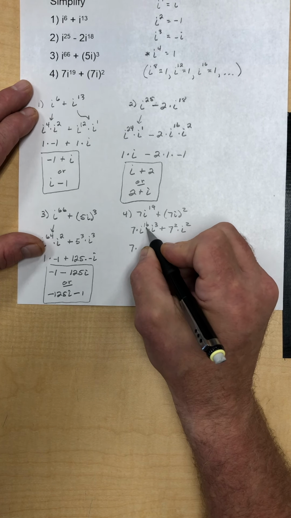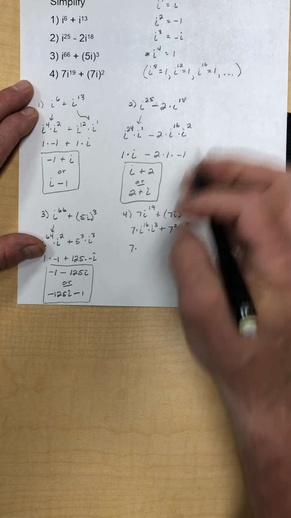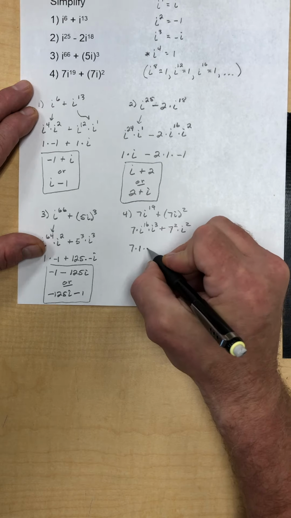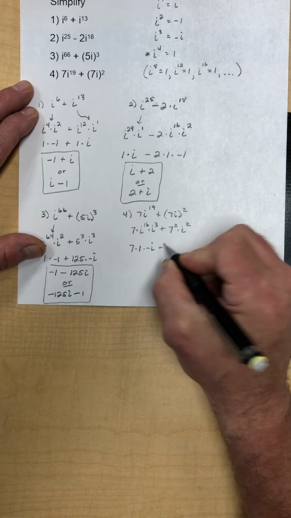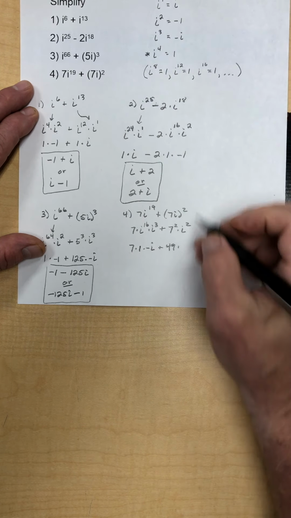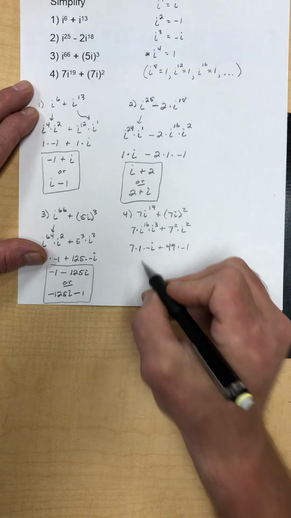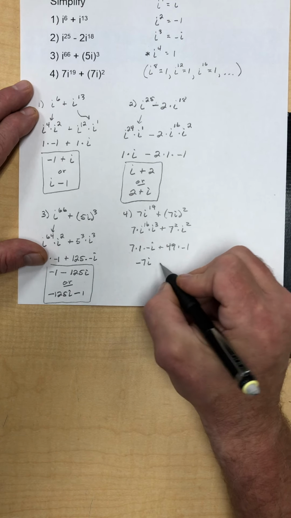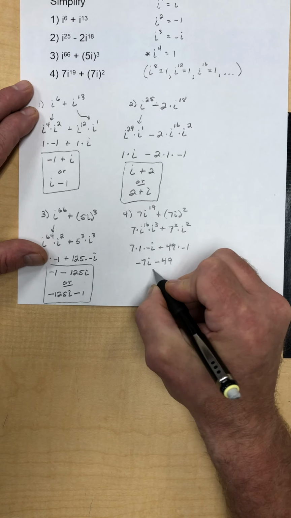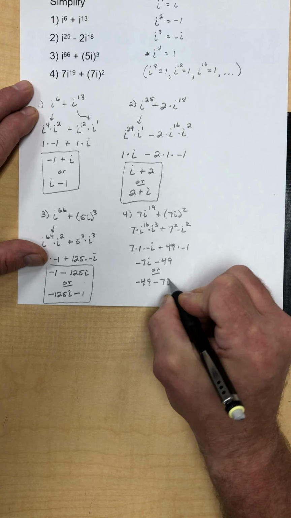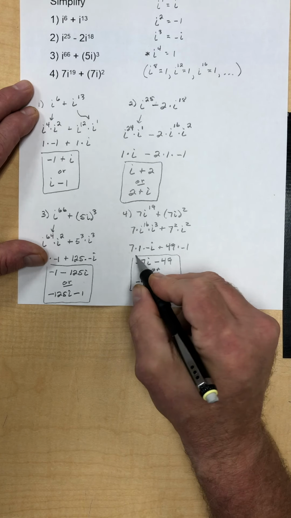Okay. All right, so here we go. 7 times i to the 16th. 16 is a multiple of 4, so i to the 16th is the same as i to the 4th. So I get 1. i cubed, well, i cubed is negative i. Plus 7 squared is 49 times i squared. Well, i squared is negative 1. Okay, so let's see. 7 times 1 times negative i, that's negative 7i. 49 times negative 1 is negative 49. So like that. Or you could switch the order and write it as negative 49 minus 7i. Okay, and we got what we need.